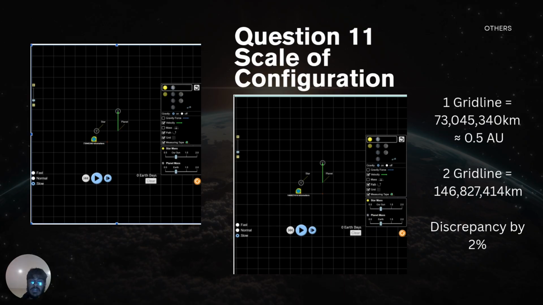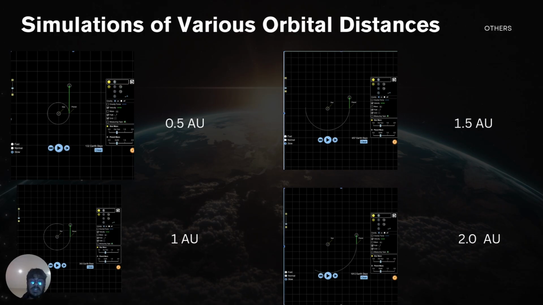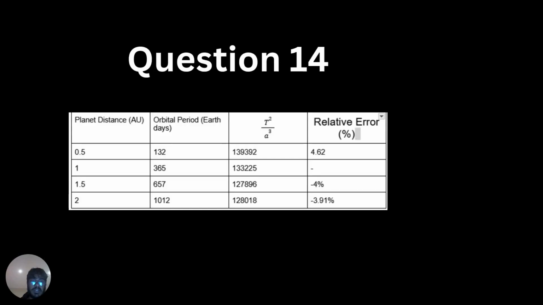149,597,870 kilometers. Now, using these distances, I tested Kepler's third law in 4 circular orbits at 0.5, 1, 1.5, and 2 AU. At each, I adjusted the tangential velocity in order to get circular orbits. We can see that the orbital period stretches from 132 days up to 1,012 days.